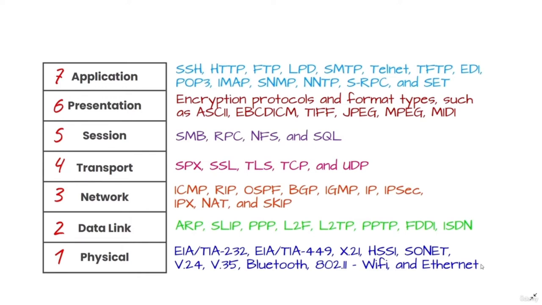The fifth layer of the OSI model is the session layer. The session layer controls the conversations between different computers. A session or connection between machines is set up and managed at layer 5. Session layer services also include authentication and reconnections.